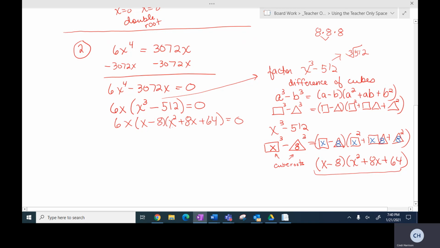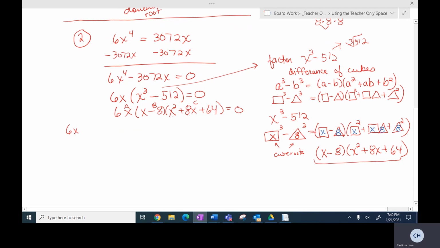So we're ready to think about our A times B times C equals 0. That means 6x equals 0, x minus 8 equals 0, x squared plus 8x plus 64 equals 0. All right, so let's solve this one. I get x equals 0. That's one solution. Add 8 to both sides. X equals 8. That's another solution.